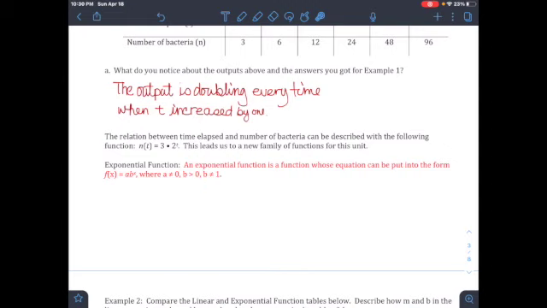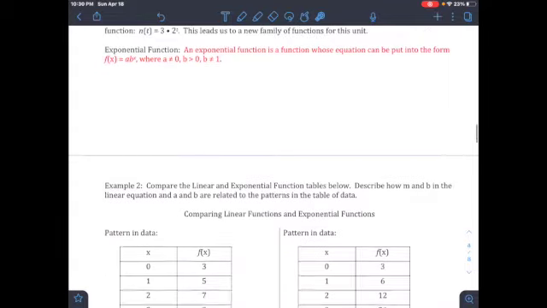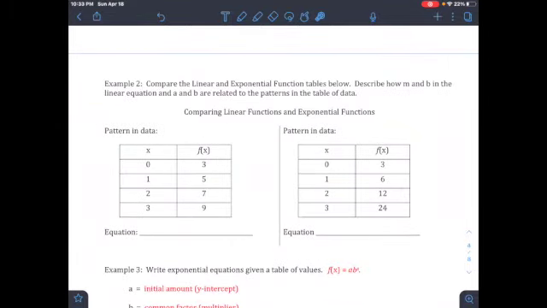Right? b cannot equal 1, because if b equals 1 right here, there's no way you can raise the power. b will be something else, and we're going to spend a little bit of time talking about that. Going on to example number 2.